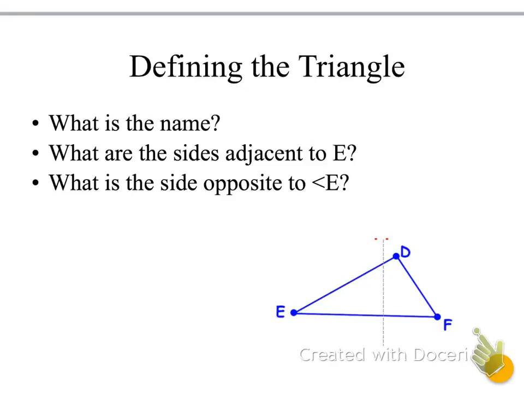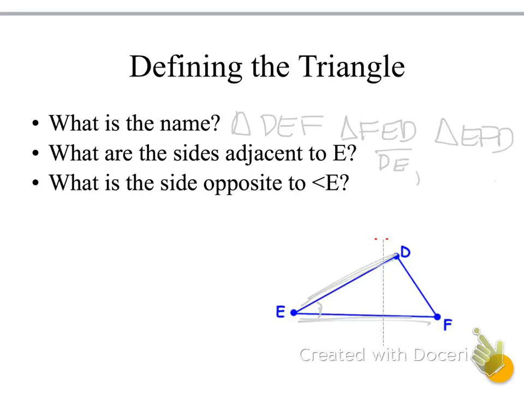Okay, defining the triangle. What's the name of this triangle? Well, we could say triangle and then include the letters. So let's say DEF. We could also say triangle FED. We could say triangle EFD. It can be any order of the letters as long as you put triangle in front of it. So what are the sides adjacent to angle E? Adjacent, we said, sits next to. So one side could be DE or ED, this side. The other adjacent side is FE or EF. And then the side that sits opposite or across from it is DF or FD.